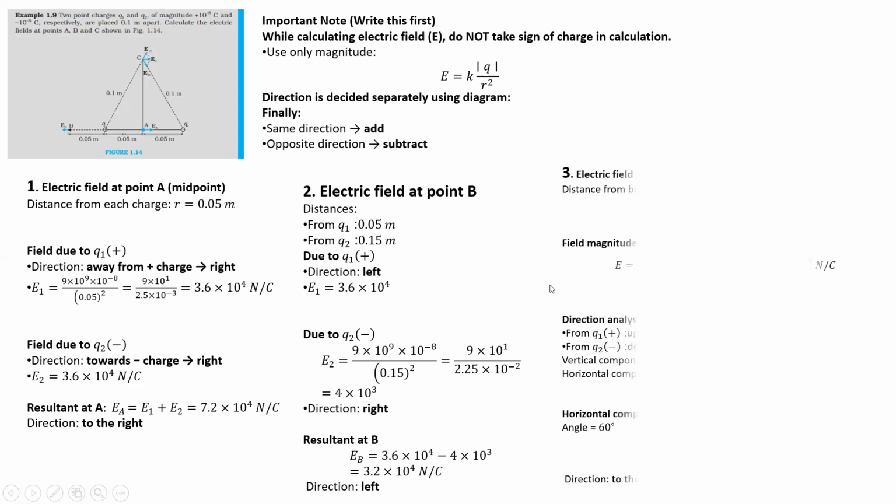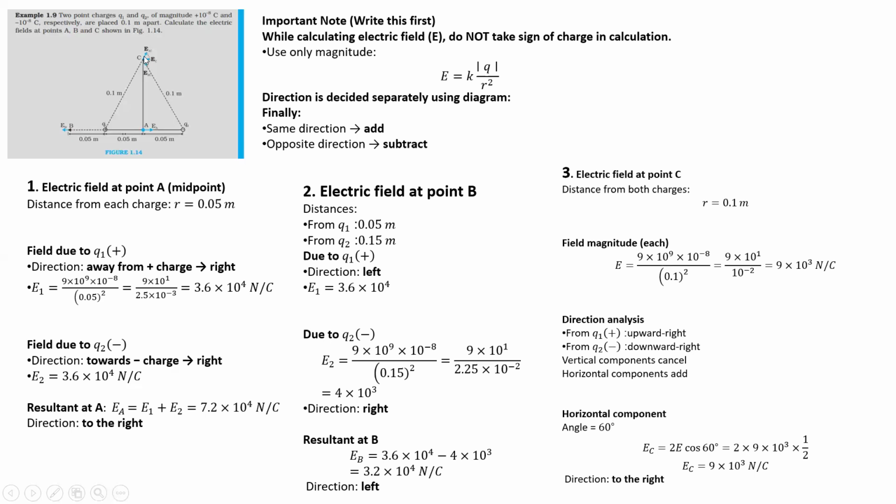Now, we'll go to the last case, that is point C. C lies along the equatorial line. Here also you can use the formula directly. If not, you can do it one by one. Field at C due to charge Q is equal to KQ by R square, where R value is given as 0.1. The field due to Q2 is also the same in magnitude, but the direction is different. This is negative, so it is attracting downward, but here it is repelling downward. But these two electric fields are equal.